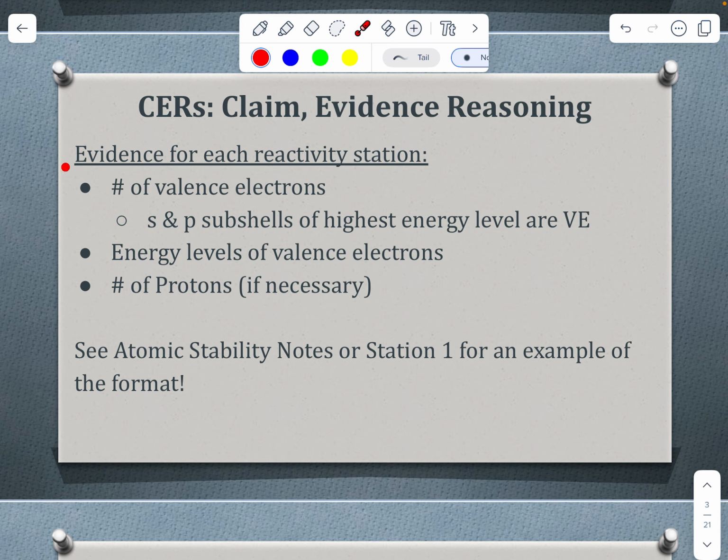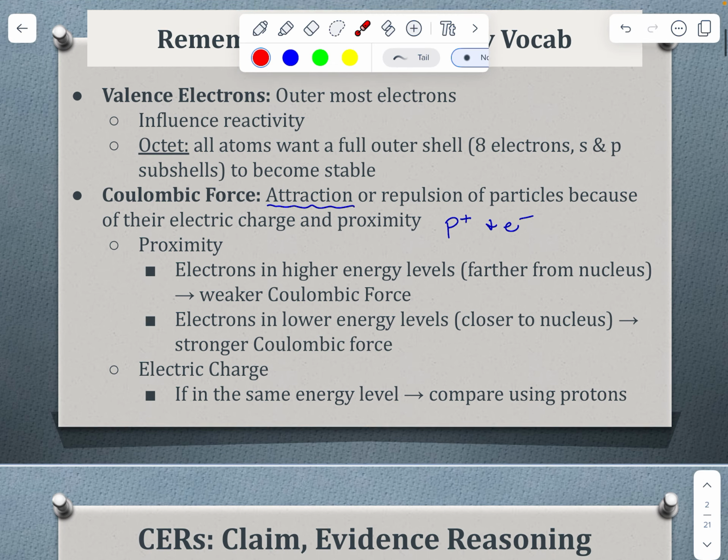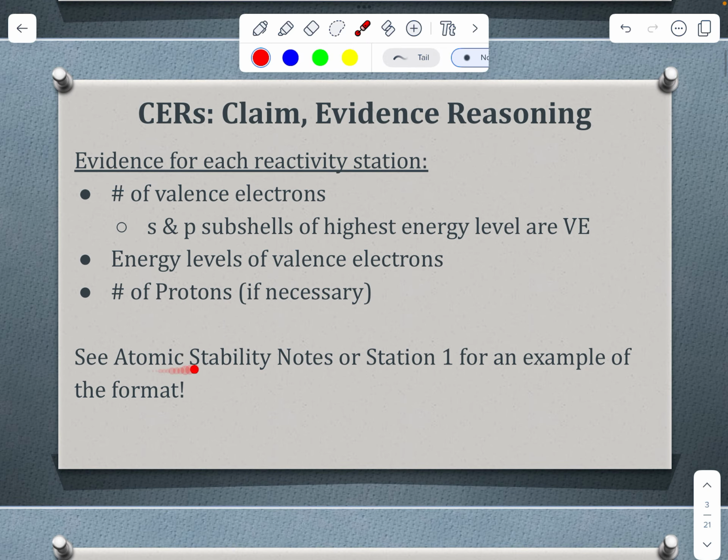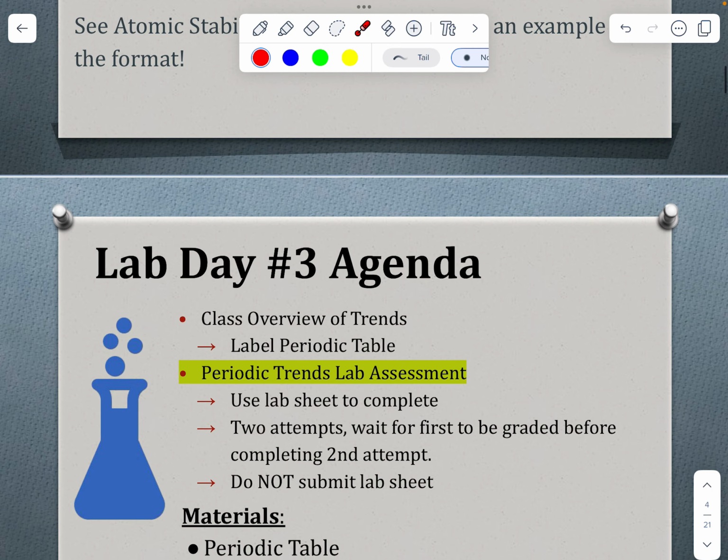And with those CERs, you have some practice of using CERs for the first 4 stations. Make sure to talk to your teacher if you have any questions. Some of those CERs have that evidence laid out for you, how you might structure them, but make sure you're using our vocab to make those connections as you're explaining those trends. See the atomic stability notes or station 1 for that example of the format for those CERs.